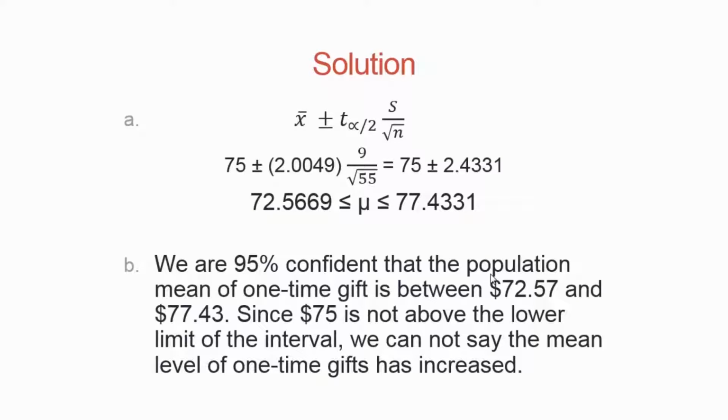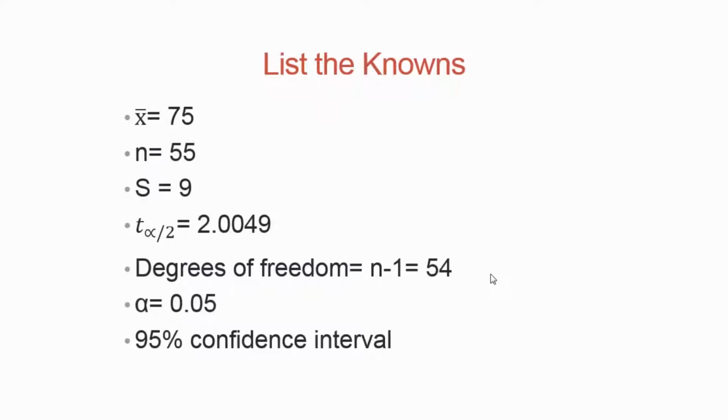Then we plug into our formula, x bar plus or minus t alpha over 2 times s over the square root of n. So s is my sample standard deviation, n is my sample size, t is the value I found in the table, and 75 is my x bar. So this is x bar, this is t, this is s, and 55 is n. If we look back, that's where the numbers we were given are coming from.